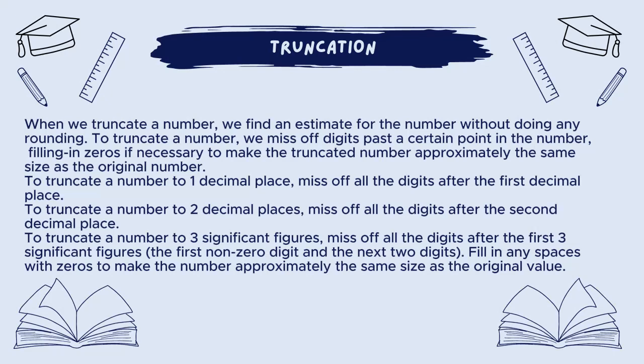When we truncate a number, we find an estimate for the number without doing any rounding. To truncate a number, we remove digits past a certain point in the number, and fill in zeros if necessary to make the truncated number approximately the same size as the original number. To truncate a number to 1 decimal place, remove all the digits after the first decimal place. To truncate a number to 2 decimal places, remove all the digits after the second decimal place. To truncate a number to 3 significant figures, remove all the digits after the first 3 significant figures, the first non-zero digit and the next 2 digits. Fill in any spaces with zeros to make the number approximately the same size as the original value.